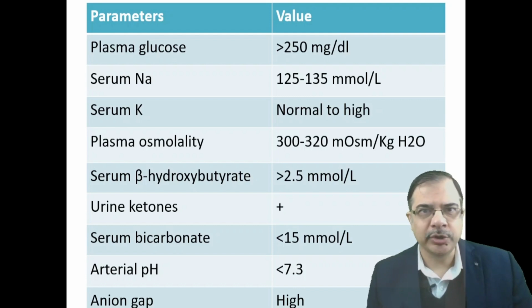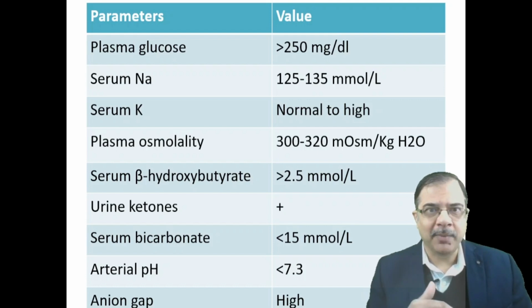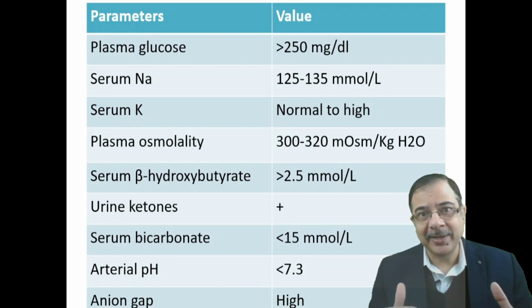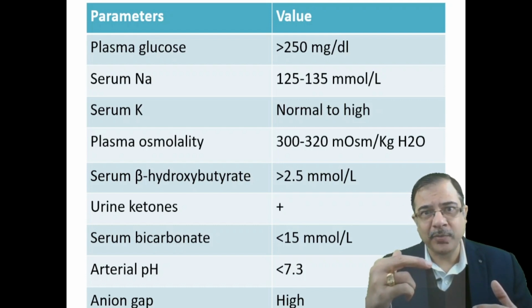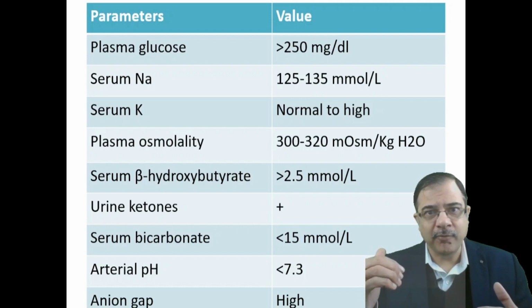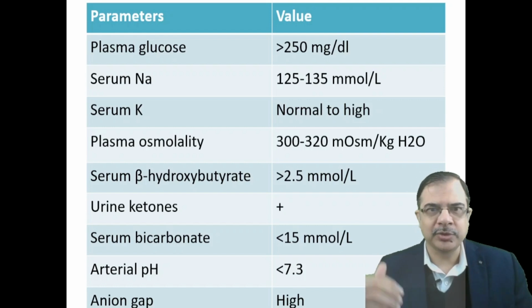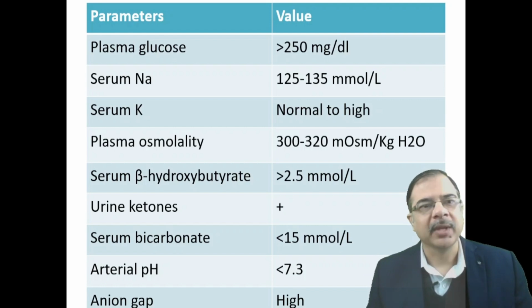The reason for a low serum sodium is the hyperglycemia. Water shifts from the cells into the blood, so there is a sort of dilutional hyponatremia. The equation is: for every 100 milligram per deciliter increase in the blood glucose level from the normal value, serum sodium falls by 1.6 millimoles per liter. So the higher the blood glucose level, the lower the serum sodium.